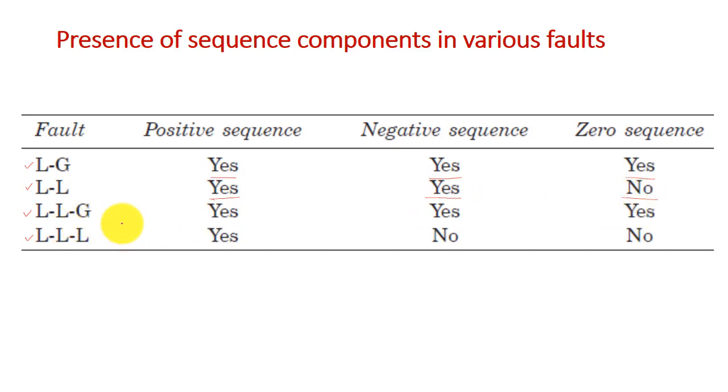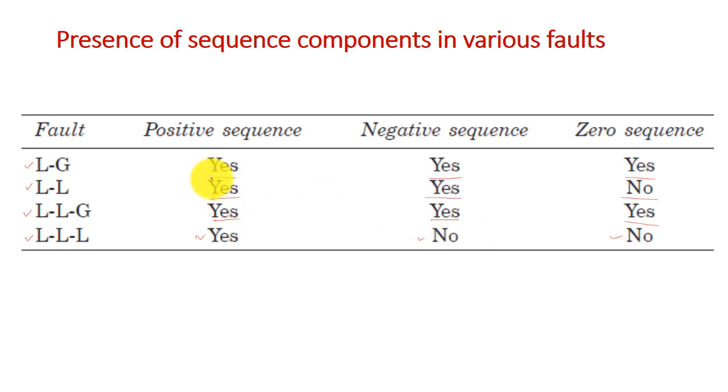Similarly, for a double line to ground fault, all the components, positive, negative and zero sequence components, exist, whereas in the 3-phase fault, which we call a balanced fault, only the positive sequence component exists, and the other sequences do not exist. Okay. So, let us see one by one all these faults, and we will analyze them using sequence component network analysis. Using that, we will derive what component we in fact need.